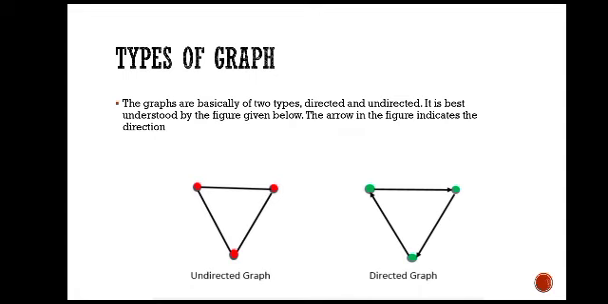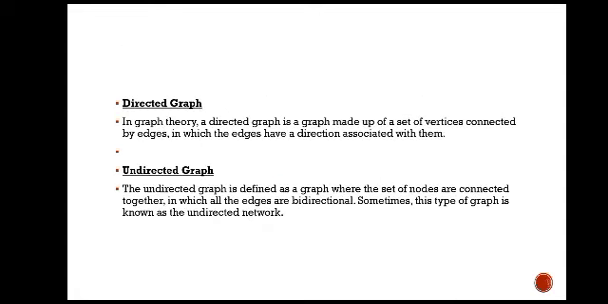Now, directed graph. In graph theory, a directed graph is a graph made of a set of vertices connected by edges in which the edges have a direction associated with them. Undirected graph. The undirected graph is defined as a graph where a set of nodes are connected together in which all the edges are bidirectional. Sometimes this type of graph is known as an undirected network.